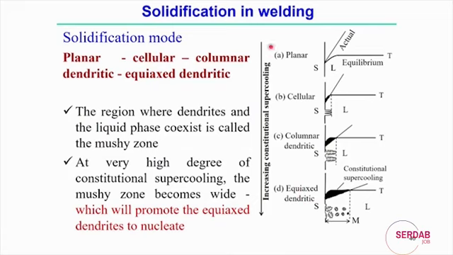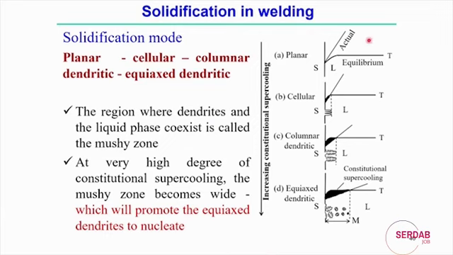Now, here you can see that increasing the constitutional supercooling transforms the structure from planar. So, a very low amount of constitutional supercooling promotes the formation of a planar kind of solid liquid interface. But if the constitutional supercooling is very high, maximum in this case, it promotes a structure like the equi-X dendritic structure.